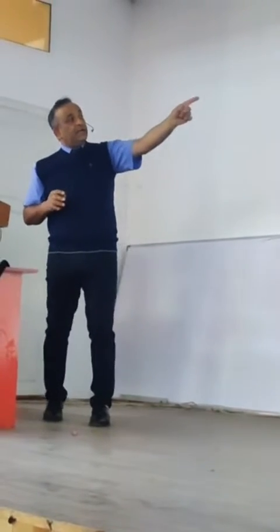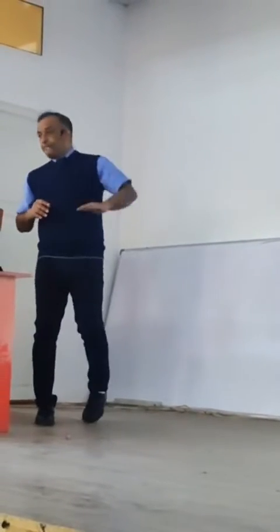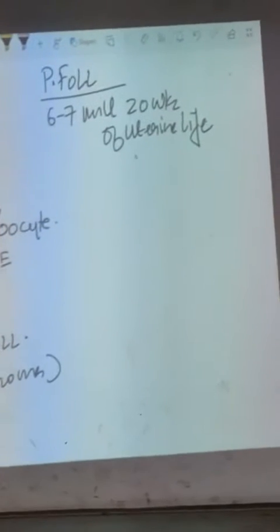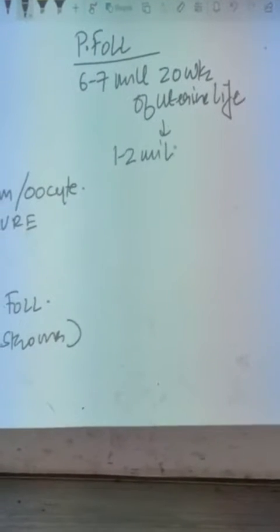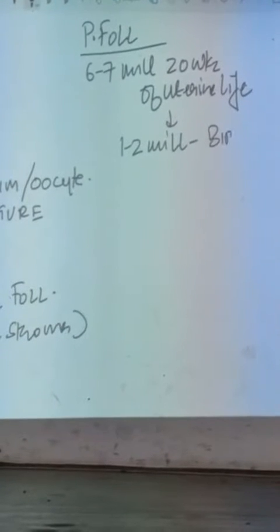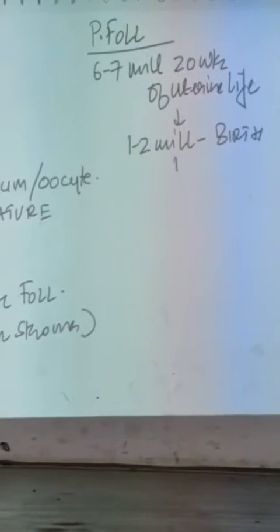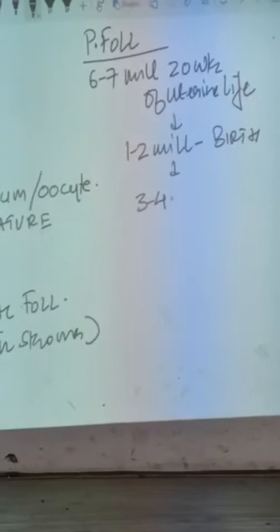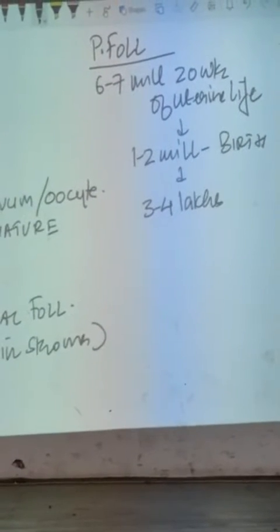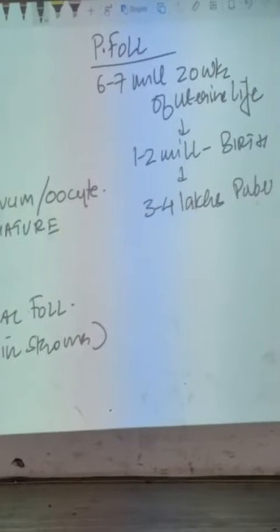WK I've written, 20 WK. Okay, those who are not used to my short forms, I'm sorry. 20 weeks WK. So 6 to 7 million at 20 weeks of intrauterine life, and then it becomes around 1 to 2 million at birth, and then 3 to 4 lakhs at puberty.